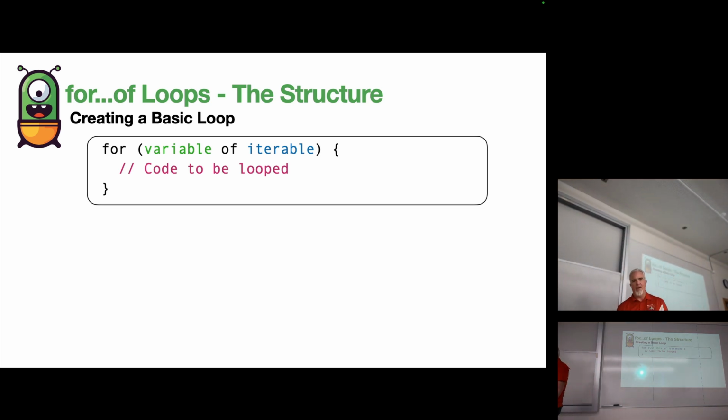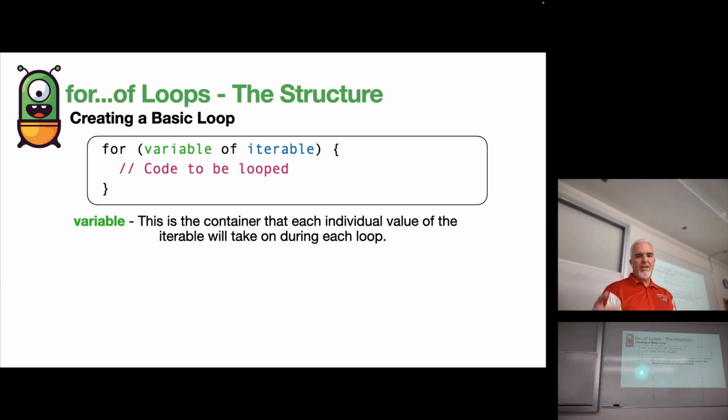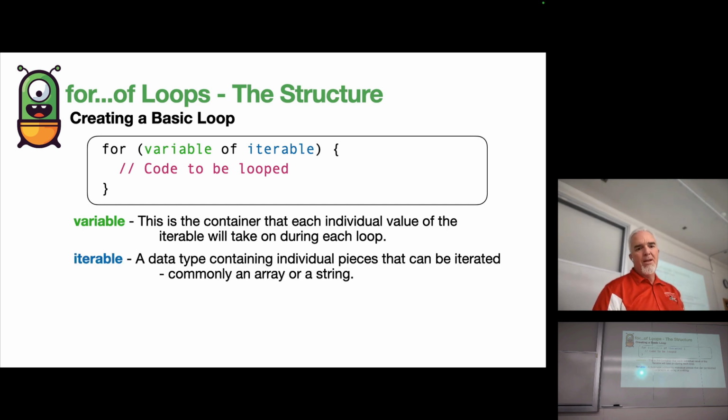It says for variable of iterable, and then inside it has code to be looped. So what that means, variable of iterable: the variable is a container, and that container is going to change out what's in it each time the loop runs. The way it's going to work is that it's going to go through each item in the iterable. So let's say each element in the array, one at a time, those elements will be put into the variable, and then it will be run through the code, and then the next one will be put into the variable, and so on.